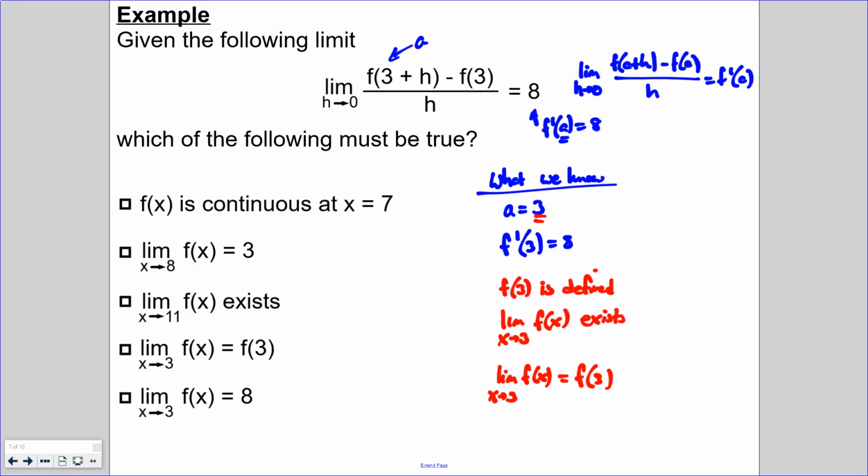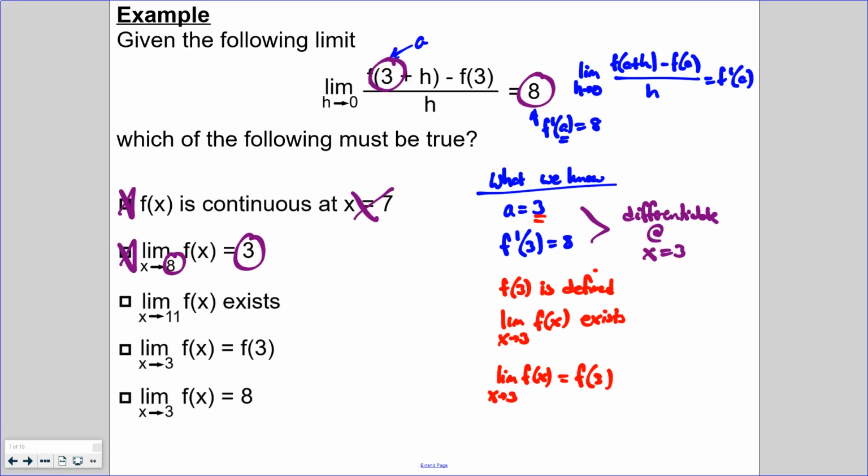The first statement is f of x is continuous at x equals 7. According to our analysis, we know that it is differentiable at x equals 3, not x equals 7. So that first choice is out. Next up, we have the limit as x approaches 8 of f of x equals 3. And this one is also wrong. This one's a trap because the 3 is really our a value, and the 8 is really the derivative. They just use numbers that are in the problem to try to trick you. And as we can see, this is all wrong.